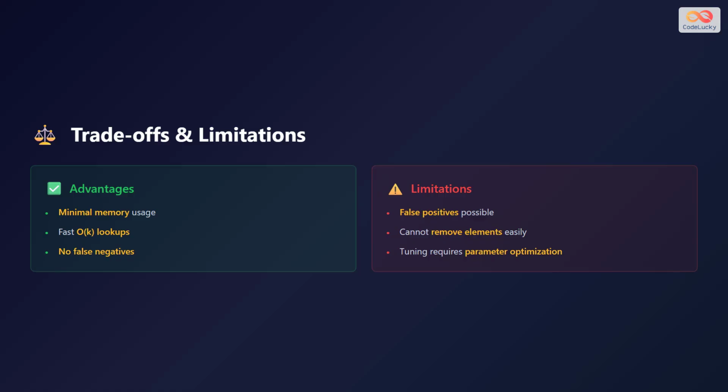Bloom filters offer remarkable advantages. They use minimal memory compared to hash tables. Lookups are incredibly fast at O(k) complexity, and critically, there are no false negatives. However, trade-offs exist. False positives are possible. If a query says an element exists, it might not actually be there. You can tune the false positive rate but not eliminate it. Additionally, removing elements is difficult. Most Bloom filter implementations don't support deletion. Finally, optimal parameter tuning requires careful calculation based on your expected dataset size and acceptable false positive rate.